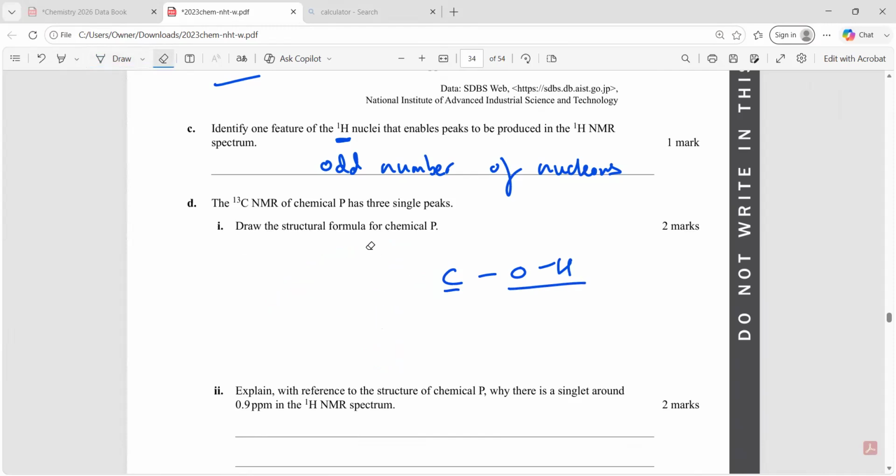Let me draw that up properly. Most of the time with mass spectrometry questions, it's good to just draw them in pencil first.